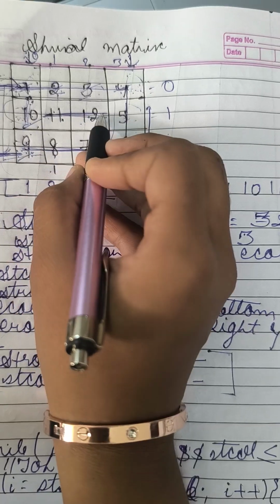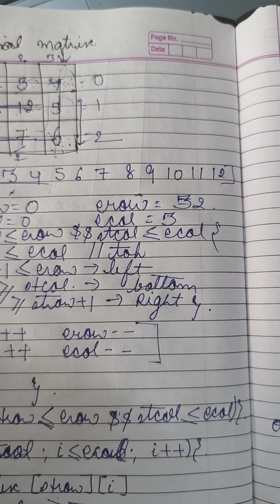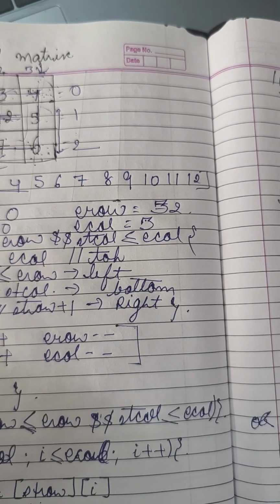Now moving towards the second row, we have to do starting row plus plus, as I have shown you in the condition. But I'm so sorry guys, I forgot to write it over here, but I have written it over here while thinking.